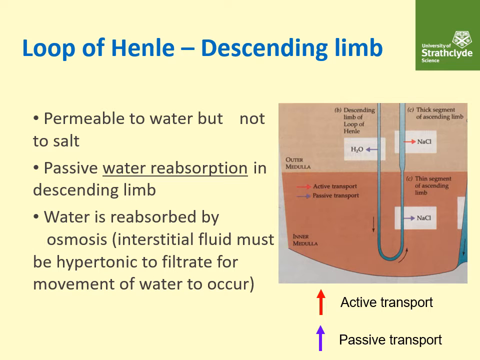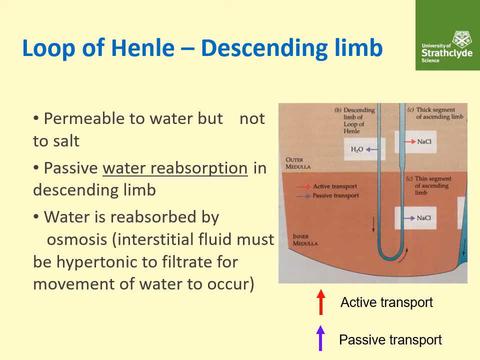So, the loop of Henle. The loop of Henle is an unusual structure. It passes between the outer medulla and the inner medulla. The descending loop of Henle is freely permeable to water, but not to salt. So water can move out of the descending loop of Henle.